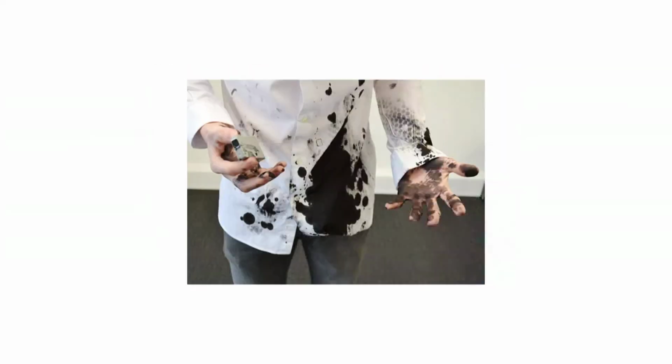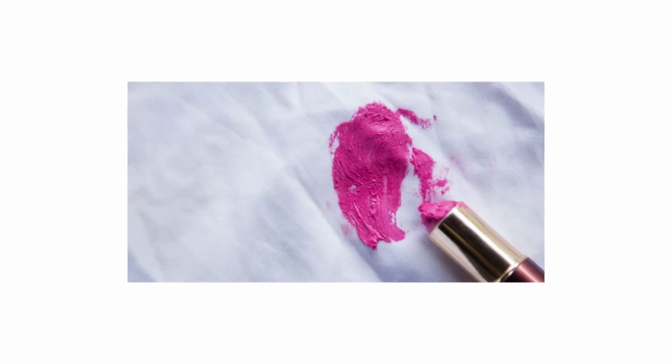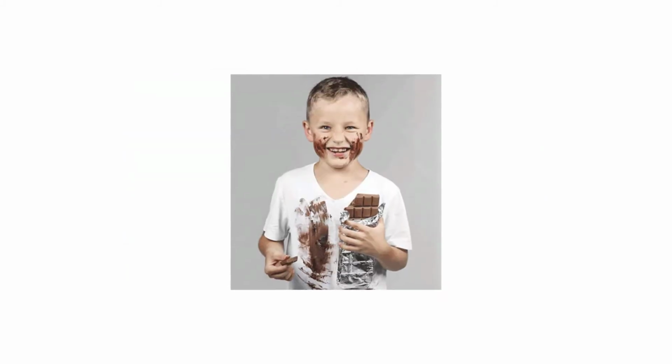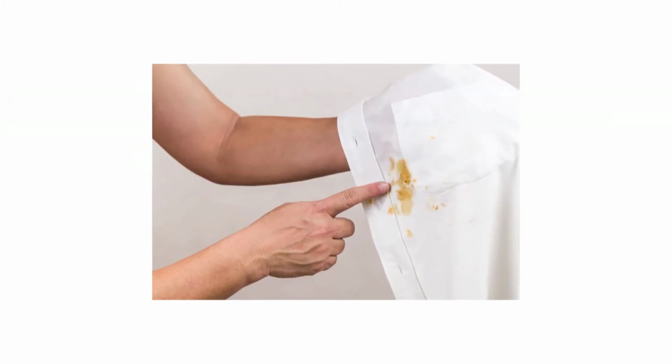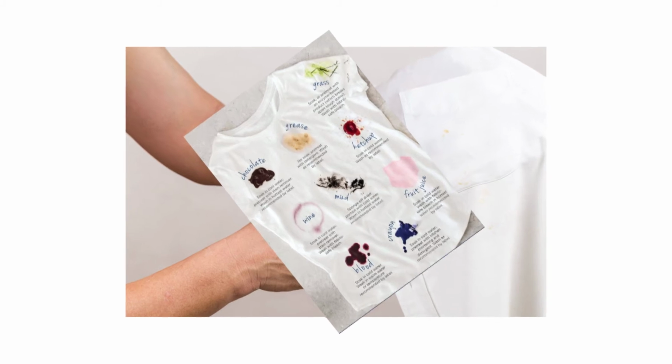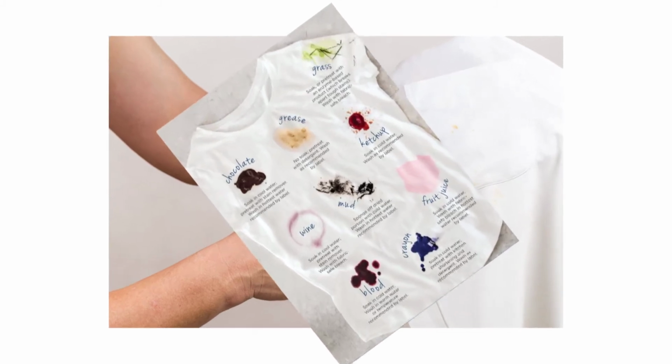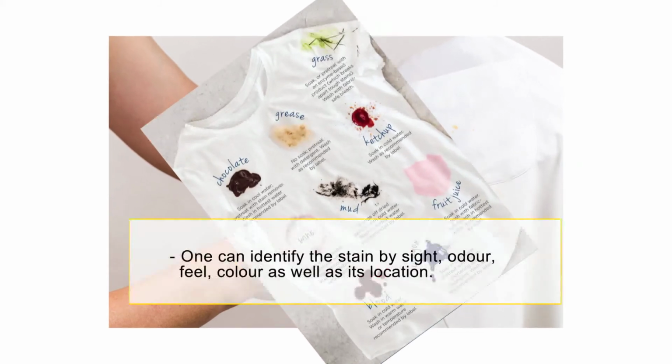Let me show you how to spot all sorts of stains and how to treat them before the items are washed. Different stains appear differently on the material. Observe how each stain is looking different from another here. One can identify the stain by sight, odor, feel, color, as well as its location. Different stains are treated differently.